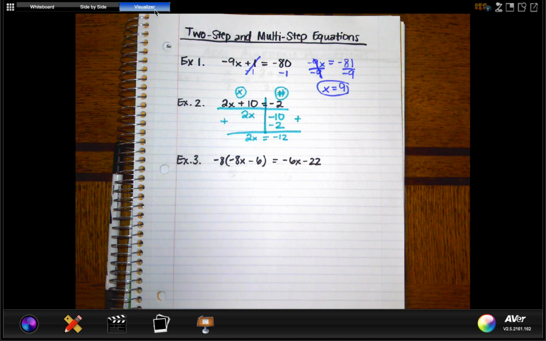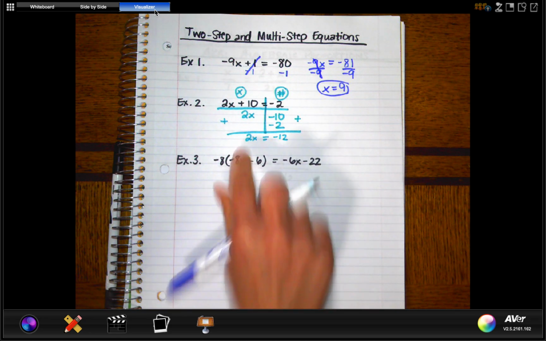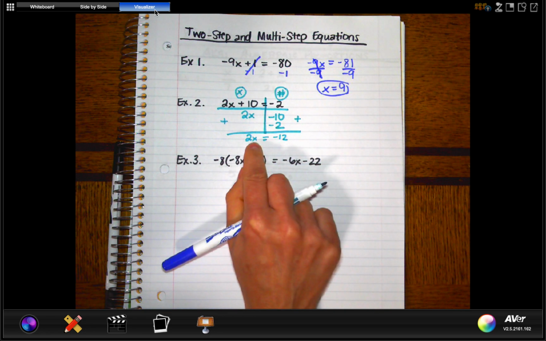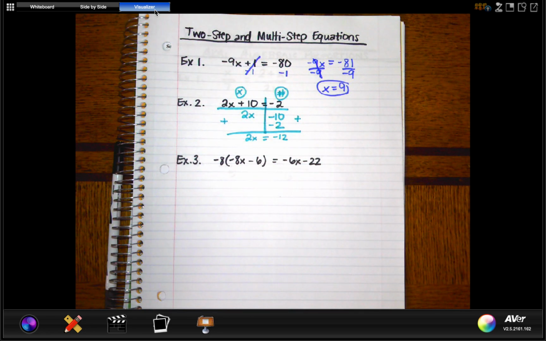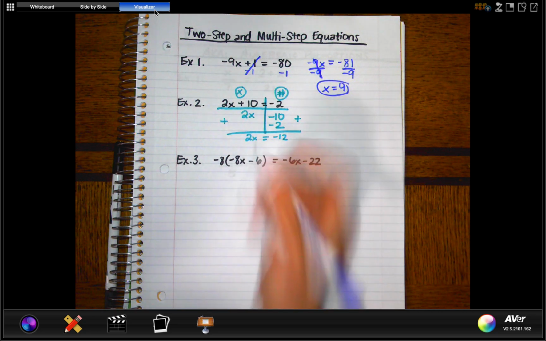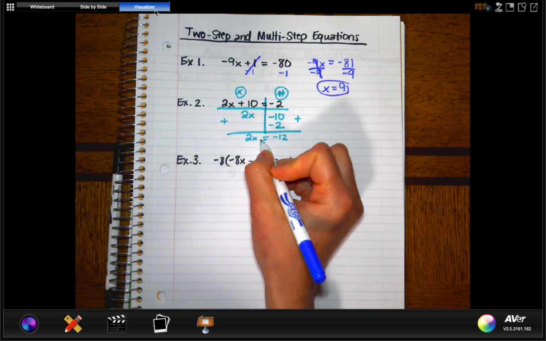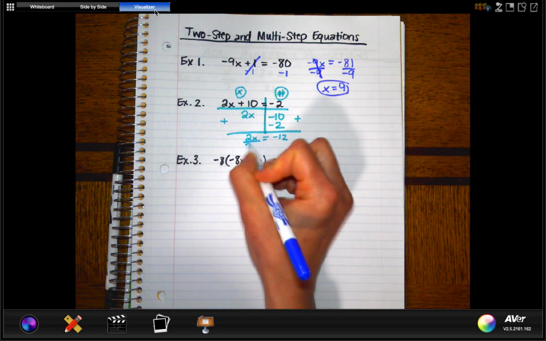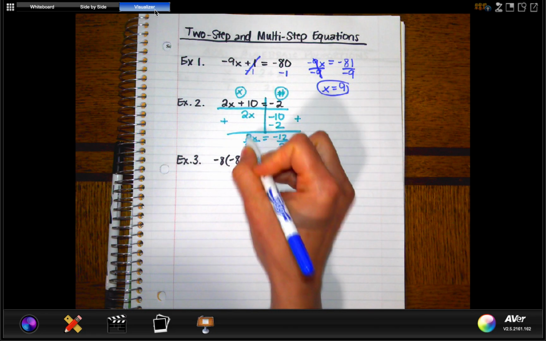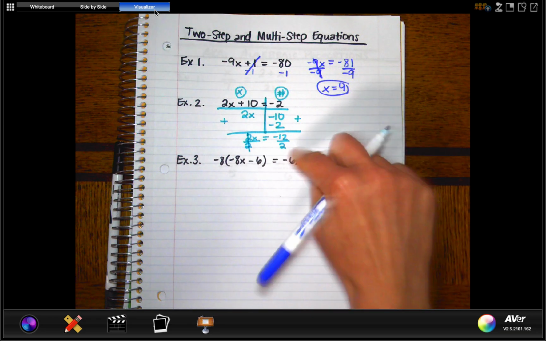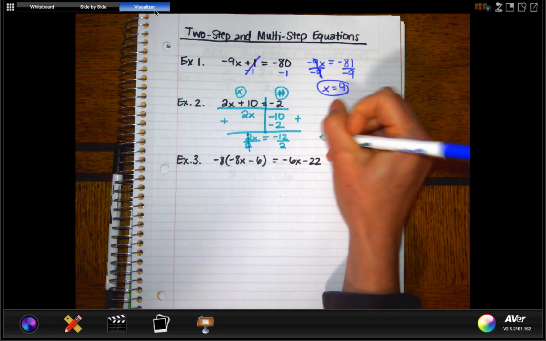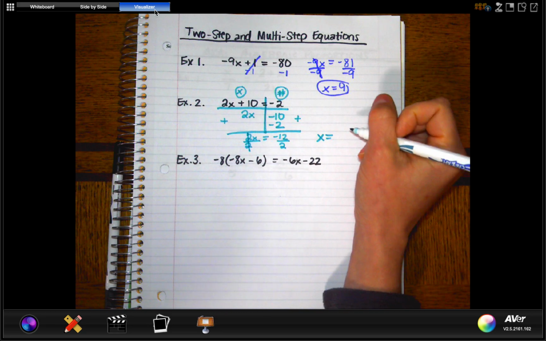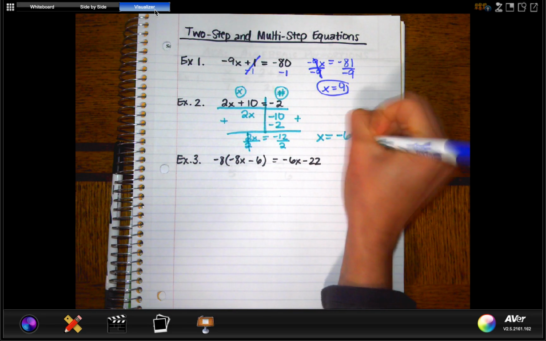And then there's always one final step. Once you've added everything up, there's always something that's right next to your x that you usually have to either multiply or divide to get it out. You do the opposite of what's there. So in this case, 2 times x equals negative 12. The opposite of that would be division. So we're going to divide the 2 out, and we're going to end with our answer over here on the right side. X equals negative 12 divided by 2, which would be negative 6.